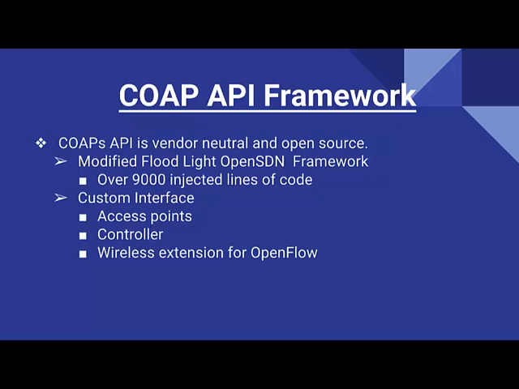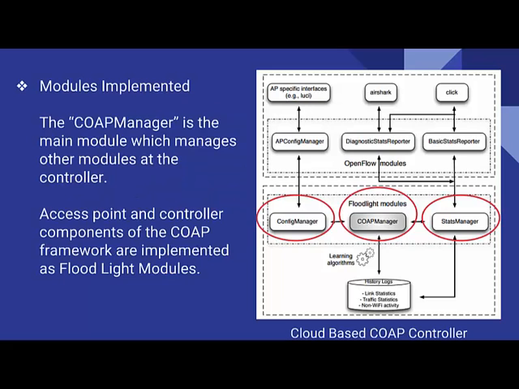The COPE API framework consists of a modified Floodlight OpenSDN framework, which consists of over 9,000 lines of custom code. These custom interfaces include an access points, controller, wireless extension to OpenFlow. All of these are implemented as Floodlight modules.